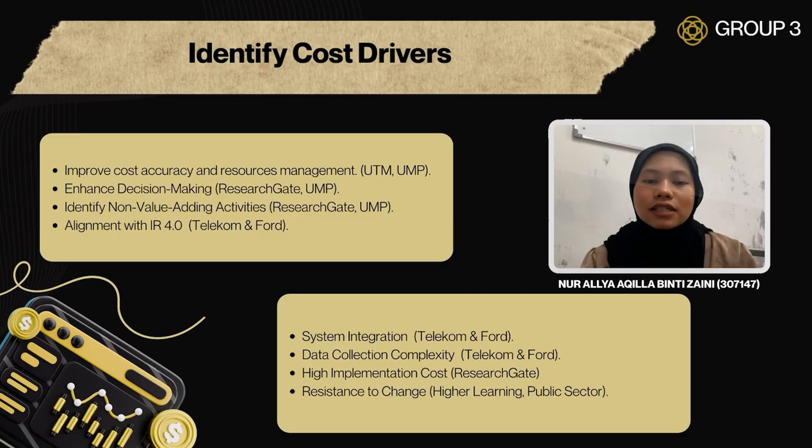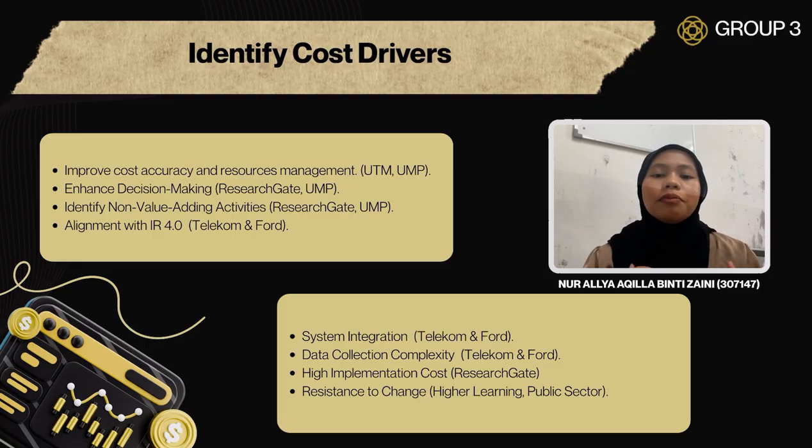First, it enhances cost accuracy. Traditional costing often allocates overhead costs uniformly, which can misrepresent the actual resource consumption of different products and services. ABC, by focusing on specific activities and their drivers, provides a more precise cost allocation.